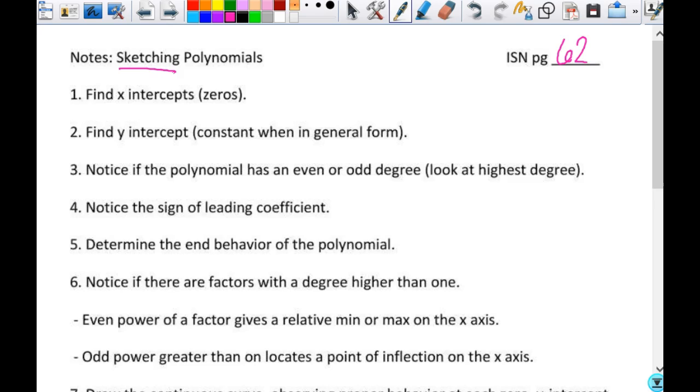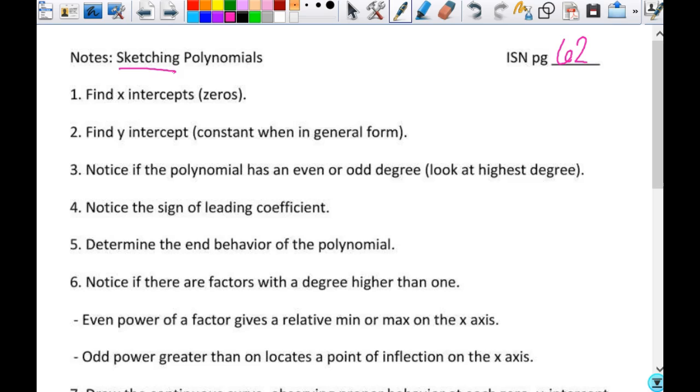But you've got to find the x-intercepts, which is really the zeros. Find the y-intercept. X-intercepts is plural. Y-intercept is not. Should the y-intercept be plural? Am I going to have more than one? No, not if it's going to be a function, right?